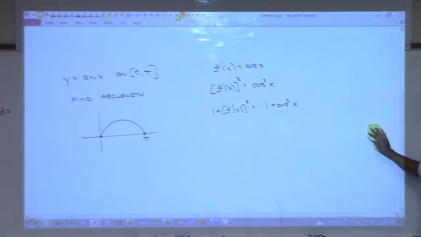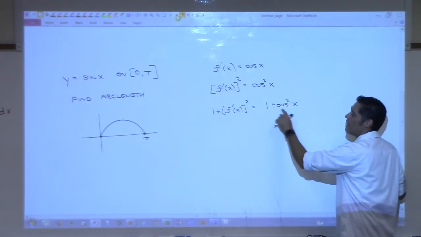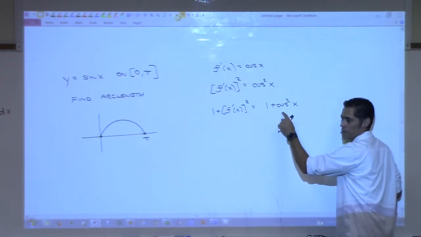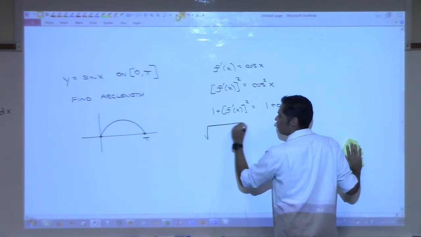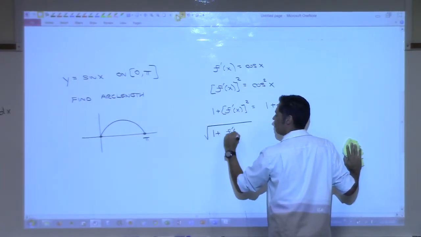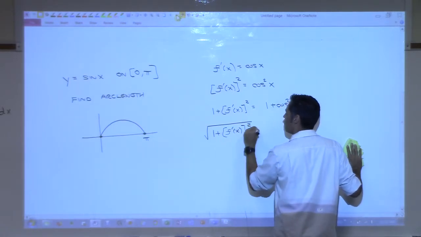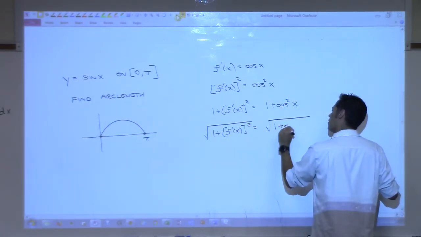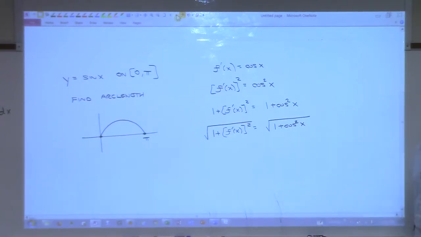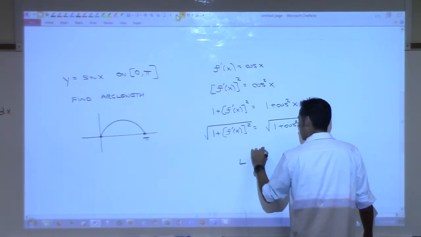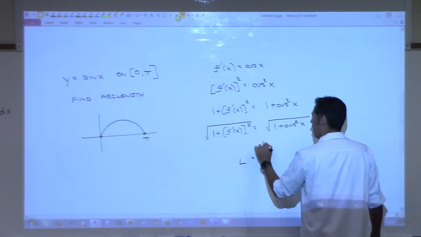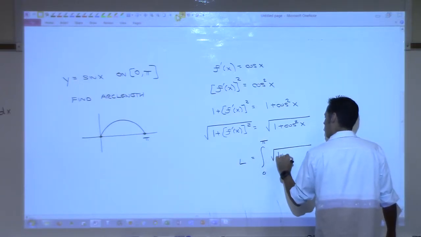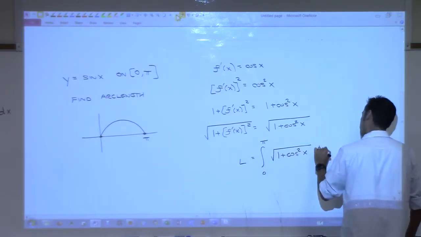1 minus cosine squared x would be sine squared x. I need the square root of this. So 1 plus the derivative of this thing squared, which would be the square root of 1 plus cosine squared x. That's the thing I'm working with. And I'd have to integrate that from where to where. So to find the length, I need to do the integral from 0 to pi of the square root of 1 plus cosine squared x dx.